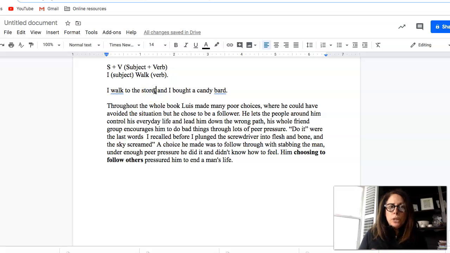So what is the rule? If there is a subject on both sides of the and, then you need a comma before the and. If there is only one subject, which is totally doable and makes sense as well, then you do not need the comma.